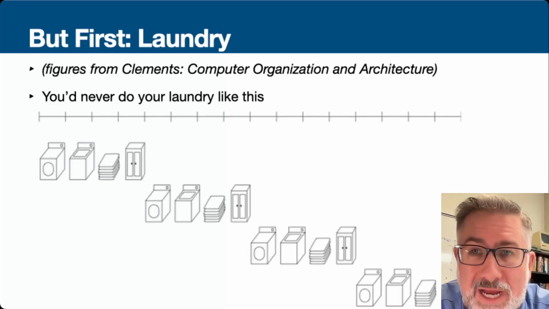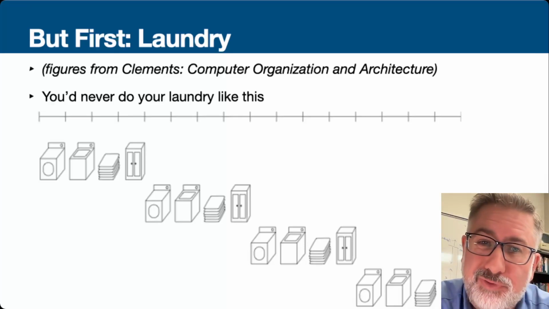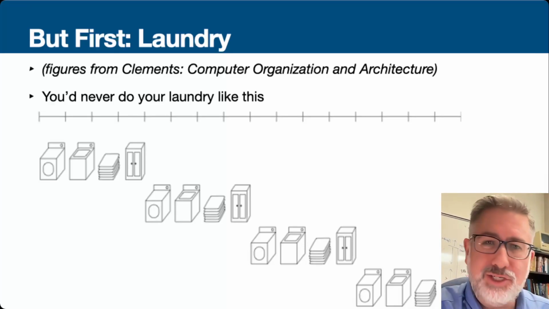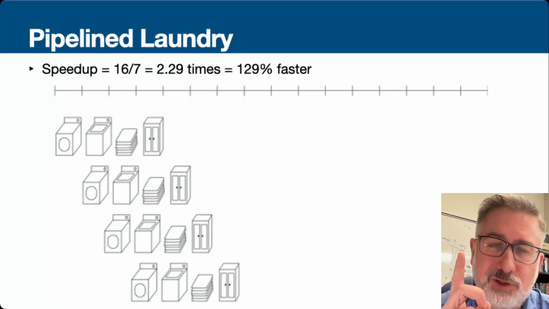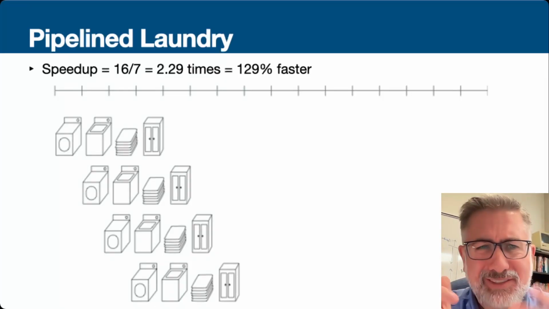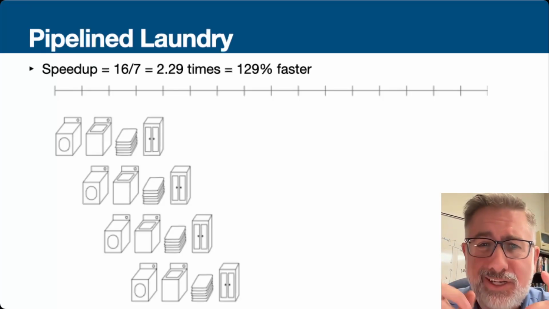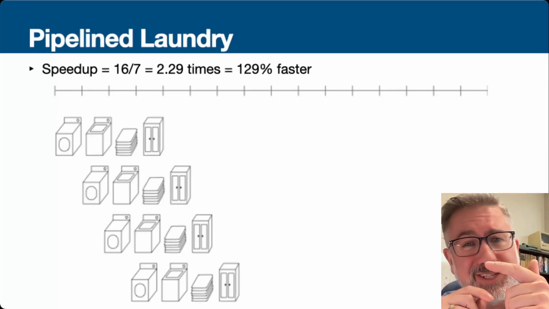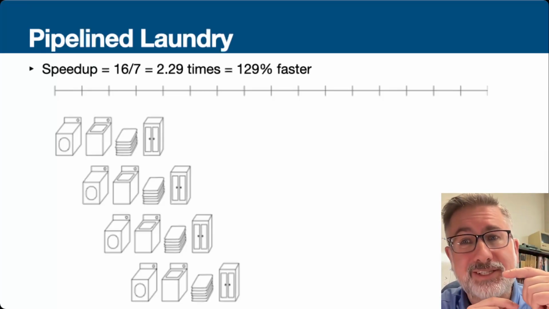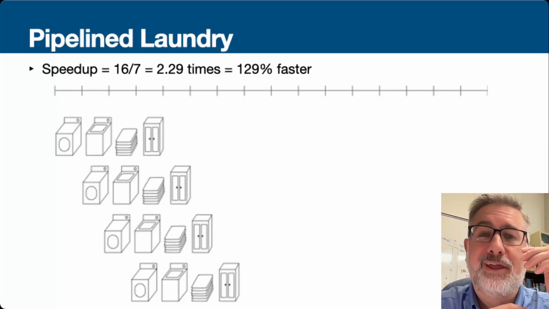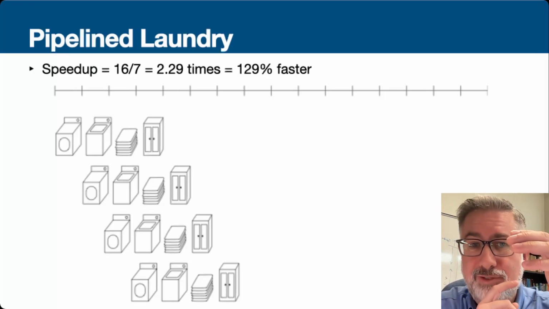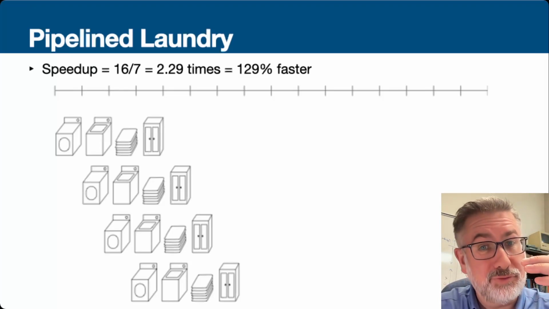You'd never wait until you finished putting away one load of laundry before you started washing the next load of laundry. Instead, you do this, right? You start one load of laundry and then you come back. I'm assuming people do laundry these days. You come back and then put the first load in the dryer and then start the second load so that washing and drying is happening at the same time, right?